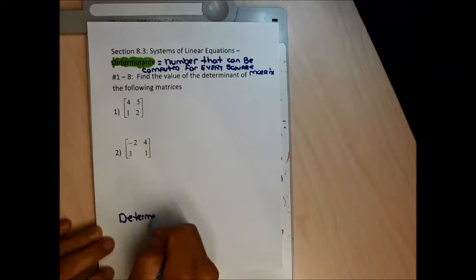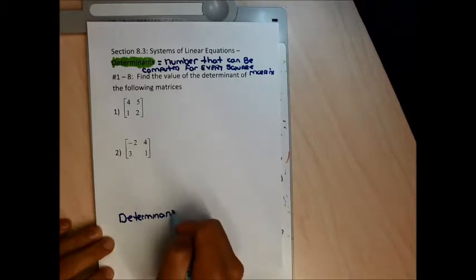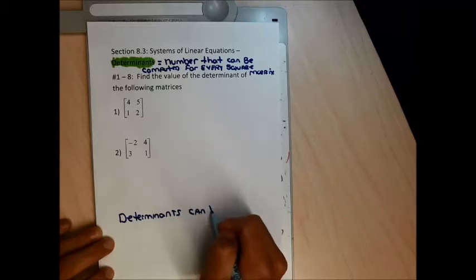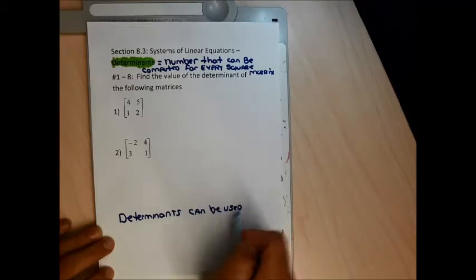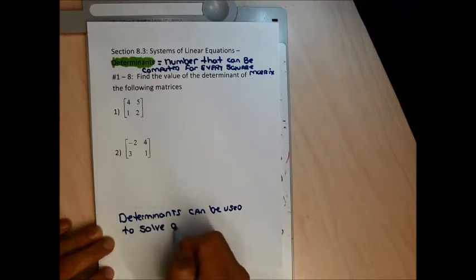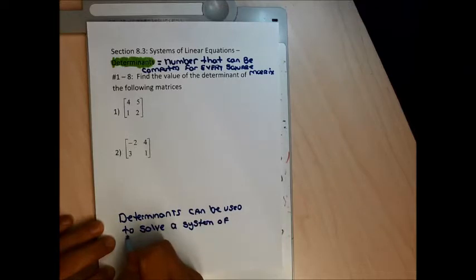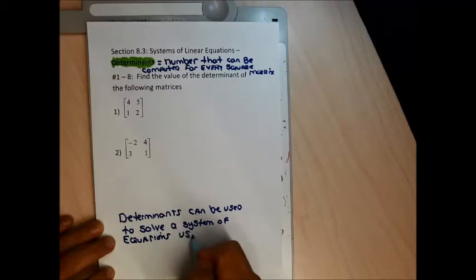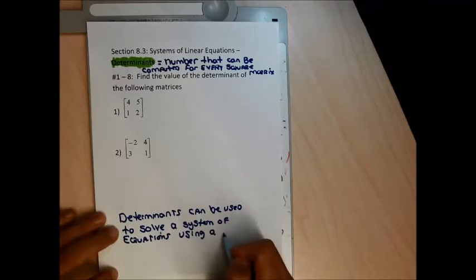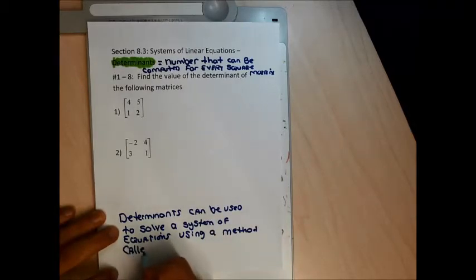These matrices on this page don't represent a system of equations, like x plus y equal to 8 kind of thing, and determinants can be used to solve a system of equations using a method called Cramer's rule.